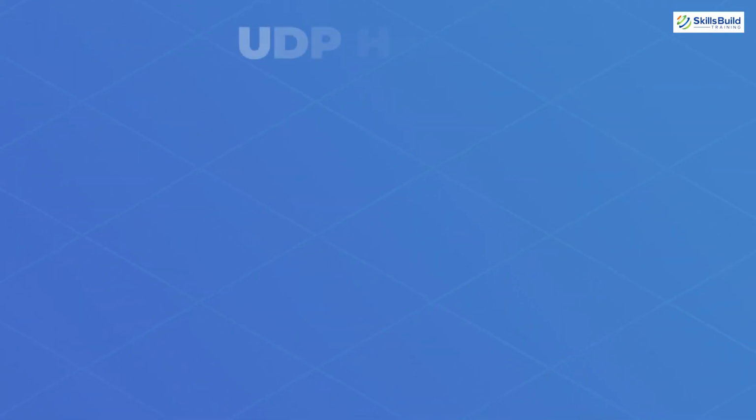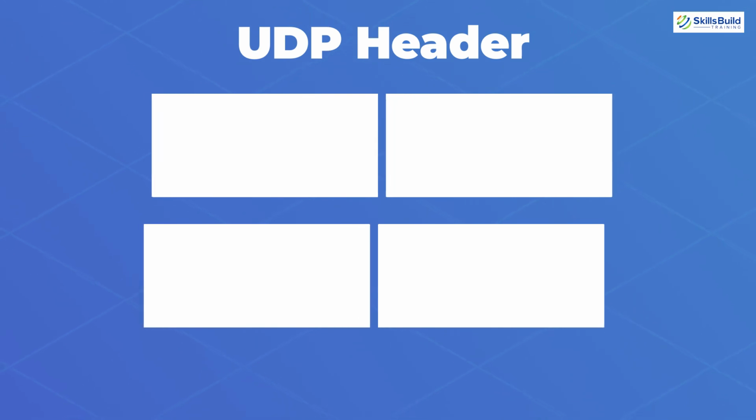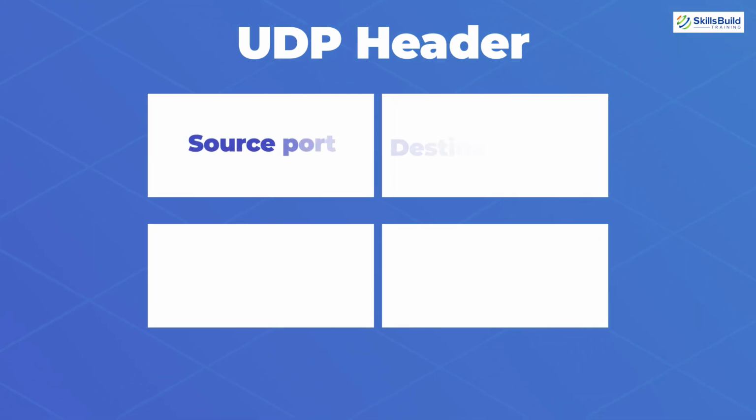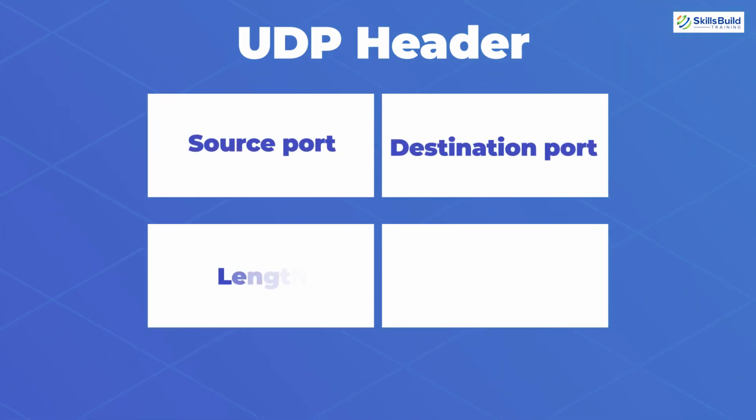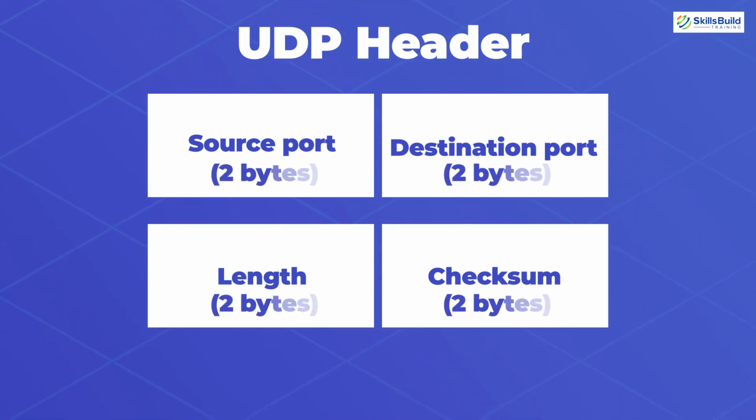Now let's talk about the header of UDP. In the UDP header, we only have 4 parts. First one is source port, then we have destination port, then we have length, and at the end, we have checksum. And that is why we only get limited error checking in UDP, as we only have checksum in it. But in TCP, we have acknowledgement as well. So in total, UDP is composed of 8 bytes. It means the size of the UDP header is 8 bytes.